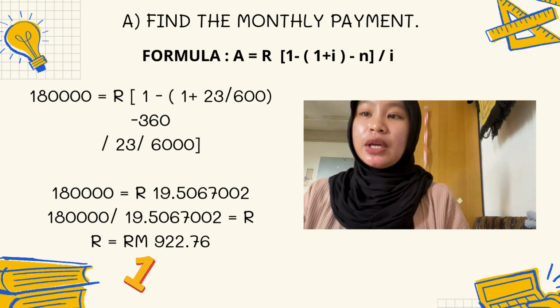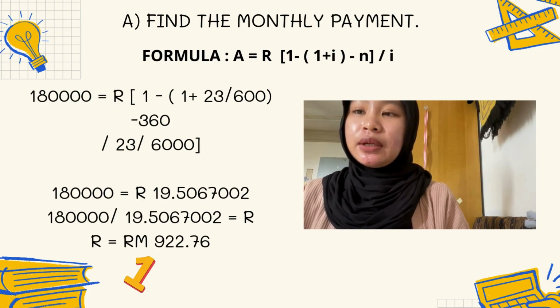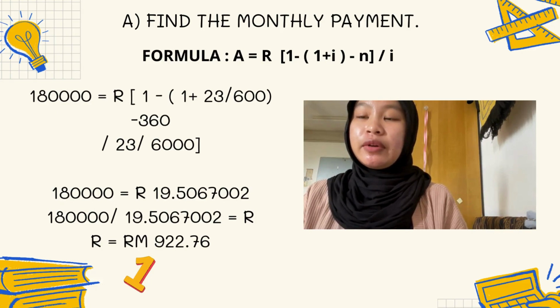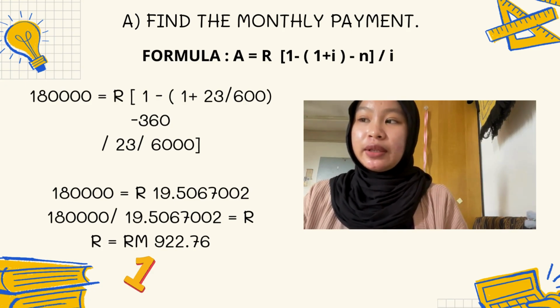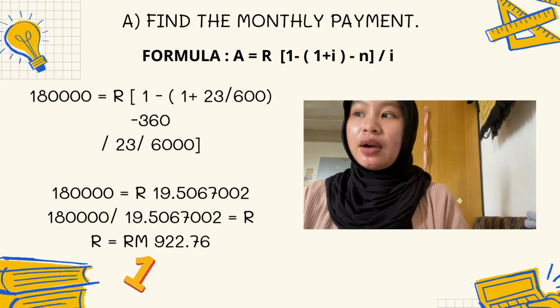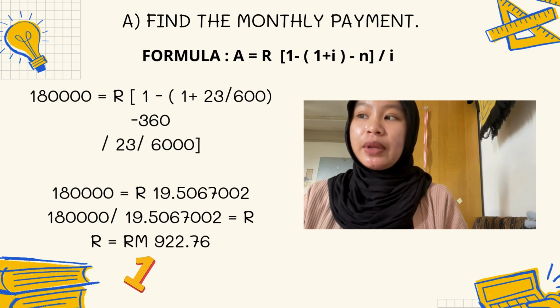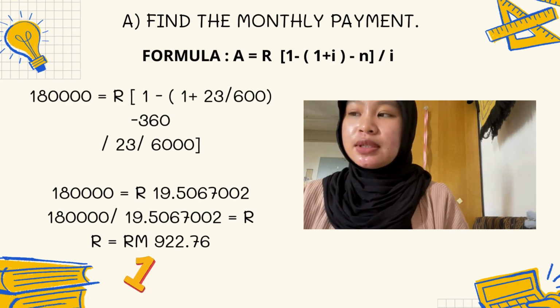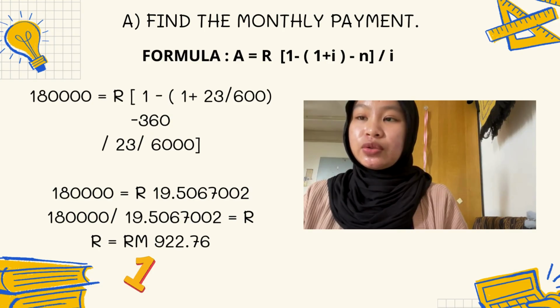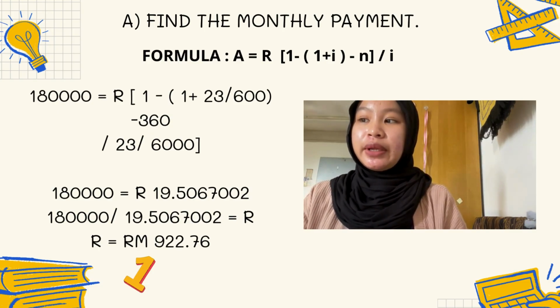For this question, the formula is A equals R [(1 minus (1 plus i) to the power of minus n) divided by i]. A is 18,000 and we want to find R. So 18,000 equals R [(1 minus (1 plus 0.23/12) to the power of negative 36) divided by (0.23/12)].